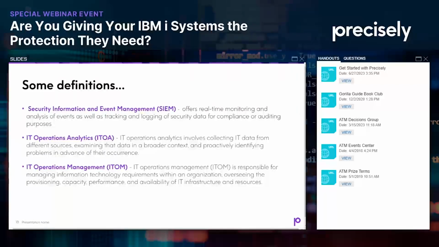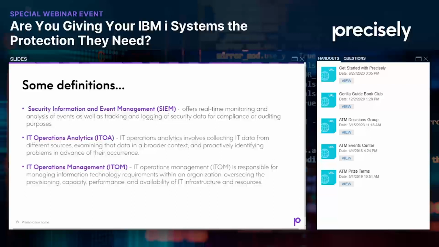Another element of this monitoring and reporting really breaks into two different areas. It's kind of IT operations monitoring, but you really do it for two reasons. One is IT operations analytics, and this is where you're collecting the data from a number of different sources on the IBM i. You're getting it from multiple journals, but you're also bringing the data into an environment where you're looking at not just one platform, not just looking at the IBM i data, but you're looking at the IBM i data in the context of all the other systems that are out there.